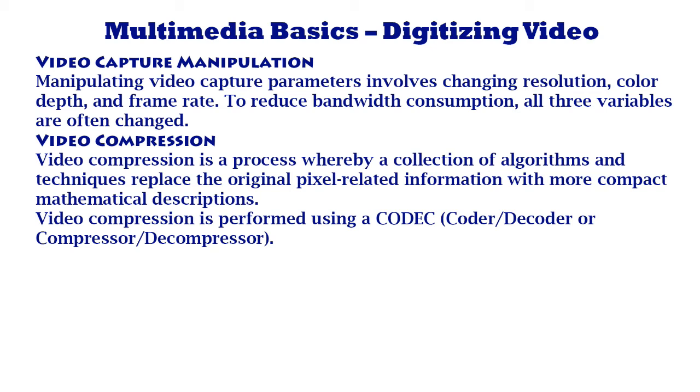Video compression is performed using a codec, that is coder and decoder, or compressor and decompressor. The codec, which can be implemented either in software or hardware, is responsible for taking a digital video stream and compressing it, and for receiving a pre-compressed video stream and decompressing it. Although most PC, Macintosh, and Unix video capture cards include the codec, capture and compression remain separate processes.